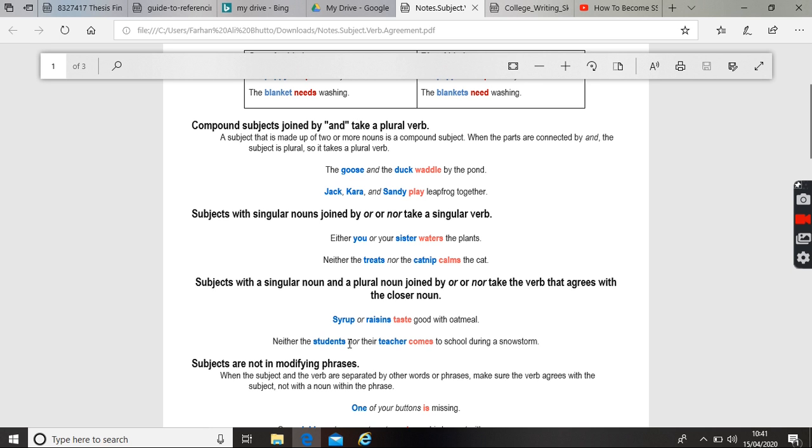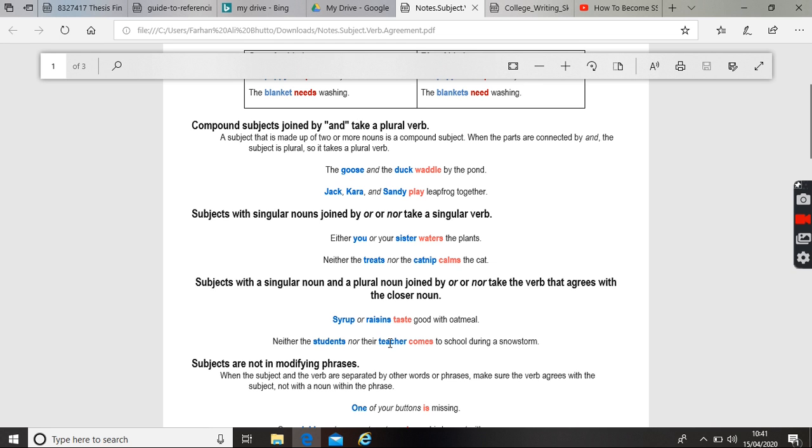Neither the students nor the teacher comes to the school during a snowstorm. Now why have you used this singular verb? Because the subject which is closer to this verb is teacher, which is a singular subject. So this singular verb agrees with this singular subject. I hope you understand this. Let me give you some more examples.